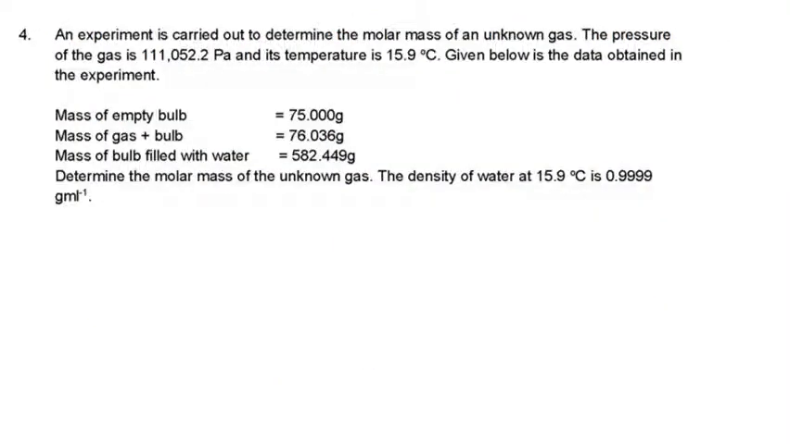Tutorial question number 4. An experiment is carried out to determine the molar mass. Basically, we need to know the molar mass of an unknown gas. The pressure is given in the unit of Pascal, so we convert it to atm. After conversion, the value is 1.0963 atm, and its temperature is 15.9 degrees Celsius. After converting to Kelvin, the temperature is 288.9 Kelvin.